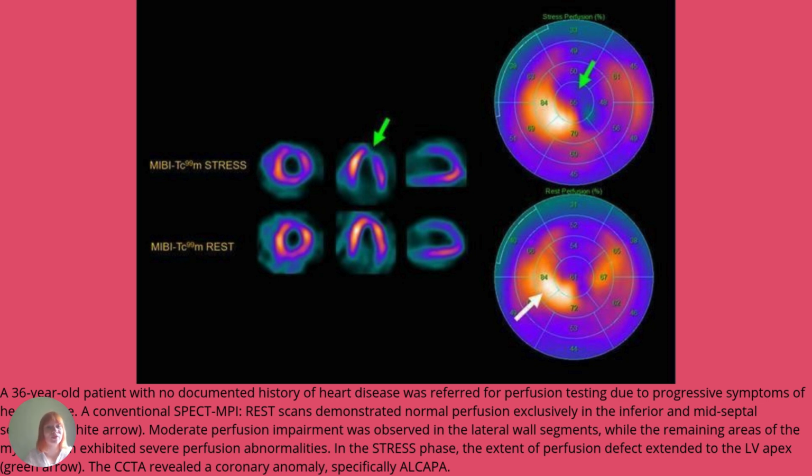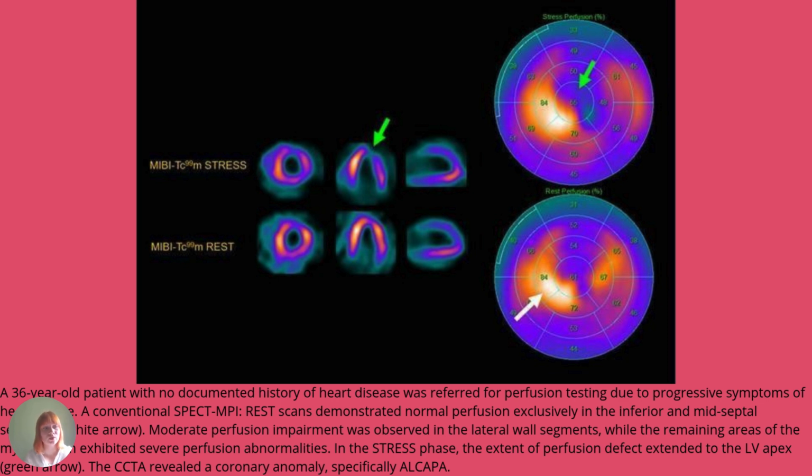And moderate perfusion impairment was observed in the lateral wall segments, while the remaining areas of the myocardium exhibited severe perfusion abnormalities. In the stress phase, green arrow, the extent of perfusion defect extended to the apex of left ventricle, and the patient was referred to perform CCTA, which revealed a coronary anomaly.